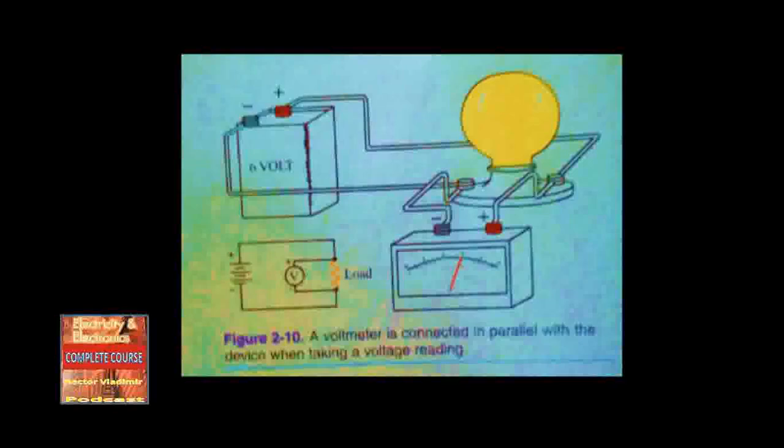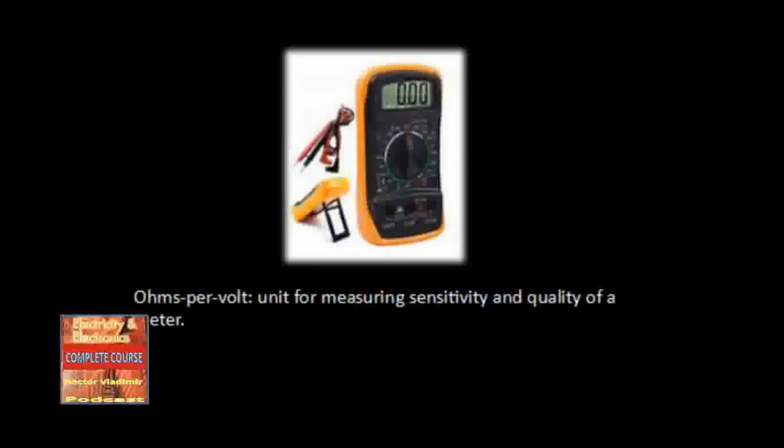A switch is added to select the range. Caution. A voltmeter is always connected in parallel or across the circuit. To measure a voltage, the circuit does not have to be broken. See figure 2-10. As with the ammeter, when measuring an unknown voltage, always start measuring with the meter set on its highest range. Adjust downward to the proper range to avoid damaging the meter. In addition, be sure that the leads are connected with the correct polarity. The black lead is negative and the red lead is positive. Figure 2-10, a voltmeter is connected in parallel with the device when taking a voltage reading.